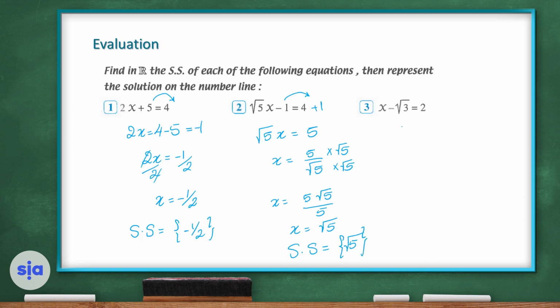Question 3, if we move this one to the other side, x equals 2 plus square root of 3, which cannot be simplified more. So the solution set is 2 plus square root of 3.